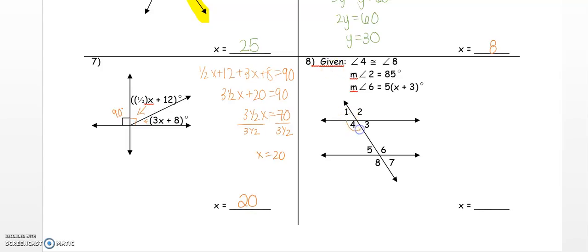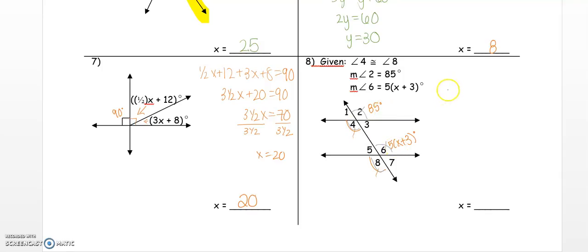So we know that angle 4 is congruent to angle 8. That's just what we're given. We also know the measure of angle 2 is 85 degrees. The measure of angle 6 is 5x plus 3 degrees. We can make some conclusions based off this diagram. We know 4 and 2 are vertical angles, so they are congruent. We know 8 and 6 are congruent angles because they are vertical. So because 4 and 8 are also congruent, all 4 of these angles are equal to each other due to the transitive property of congruence.